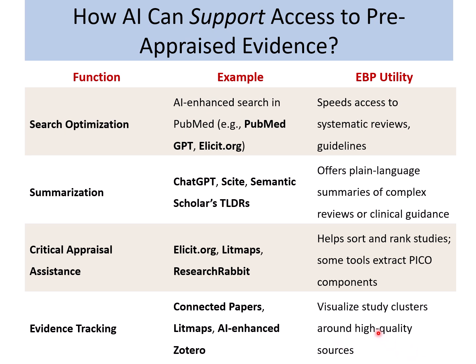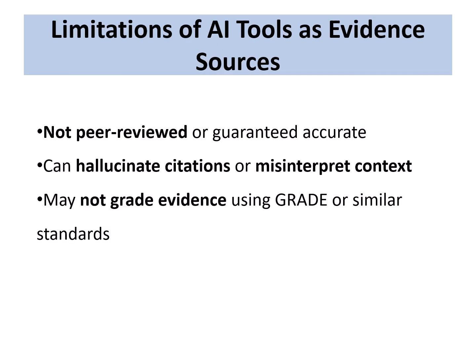So if you get one high quality journal, one high quality paper, you can cluster other studies which are referenced within that paper or connected with that paper. So it's a very useful thing to use AI for this purpose.